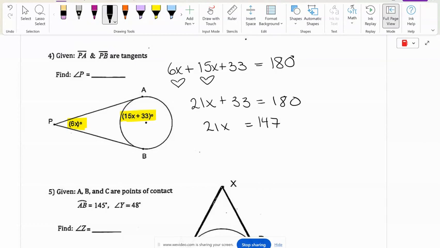All right. Then we divide by 21. We get x is equal to 7. So now we want to find angle P. Well, angle P is 6x. So angle P will be 42 degrees.